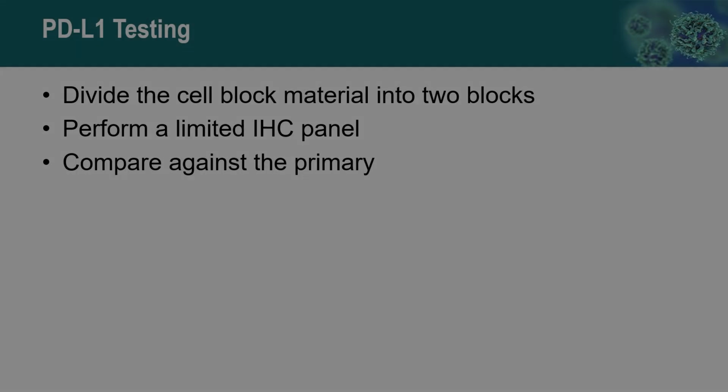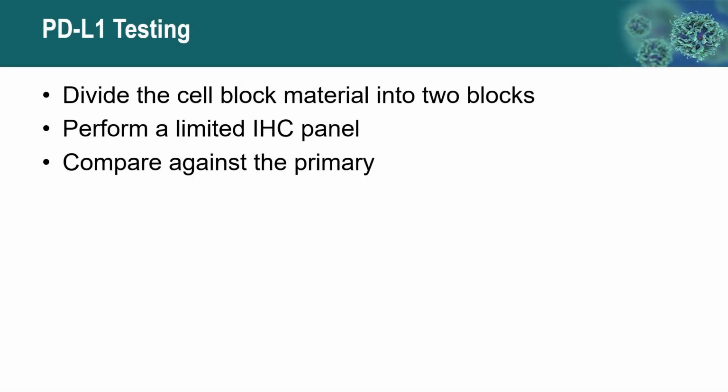That also brings up a good question. Sometimes we don't even know what scoring system we might need. When we get the cell block material, we divide it into 2 blocks, and we do a limited IHC panel. The gold standard in pathology is always to compare with the primary, and we try our best to evaluate it for the metastatic setting. Depending on that, we try to give the scores.